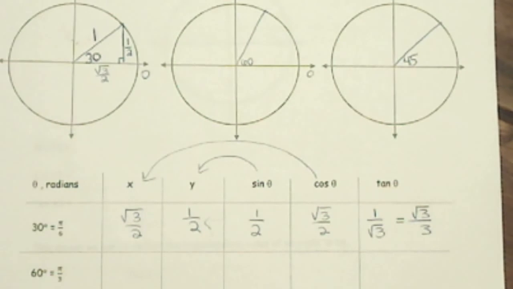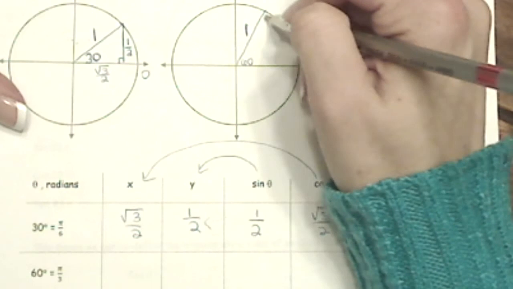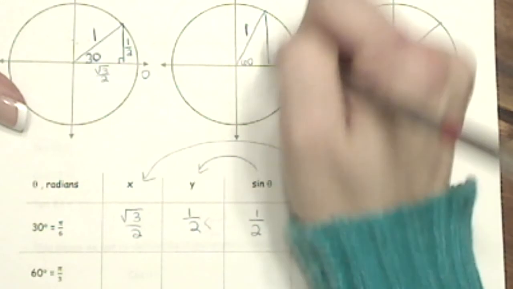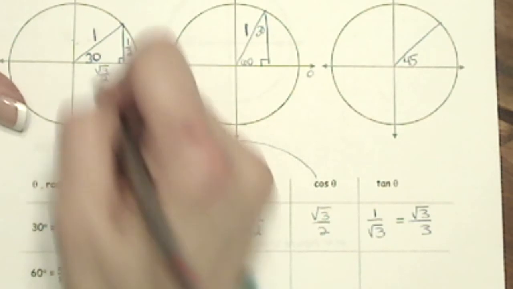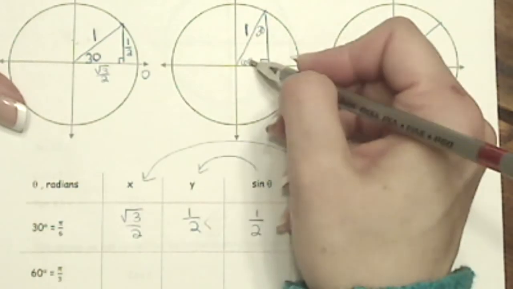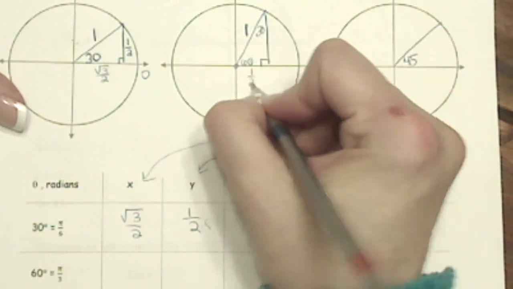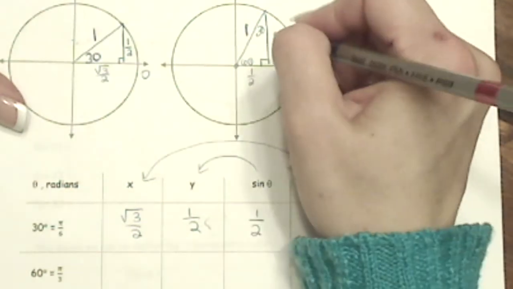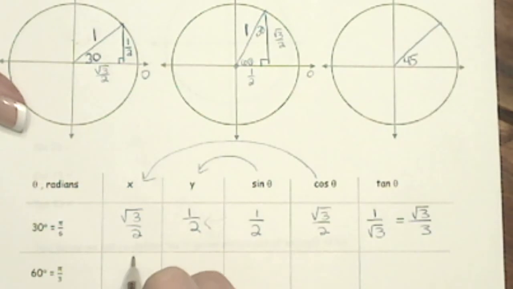Let's look at 60, which is going to be quite similar. On my unit circle with a radius of 1, if I drop an altitude, this is the same right triangle as this one. It's just been reversed with the 60 degree angle at the origin rather than the 30. So the short leg is going to be 1/2. The long leg is going to be square root of 3 over 2, which means the x coordinate is 1/2 and the y coordinate is square root of 3 over 2.